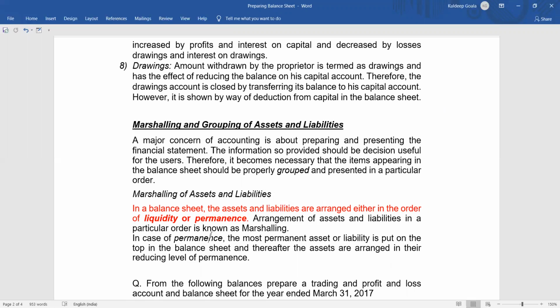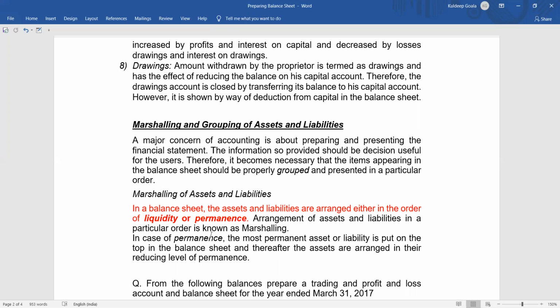Both liquidity and permanency are equally valued. So it is not that if you follow liquidity then it will be correct, or if you follow permanency then it will be wrong. Any of them you can follow. So let's understand the meaning of liquidity and permanency.